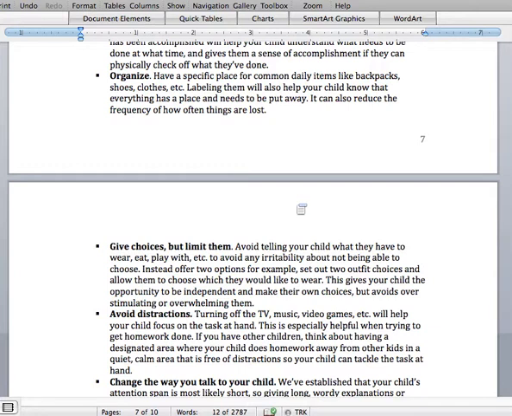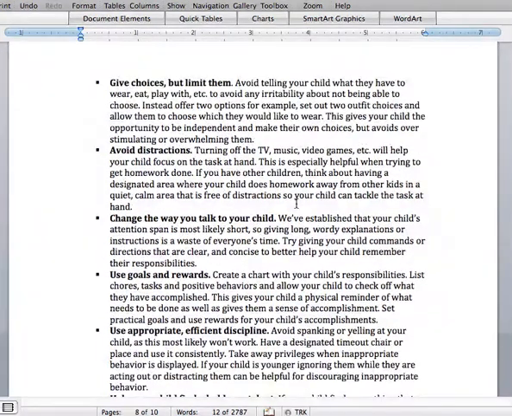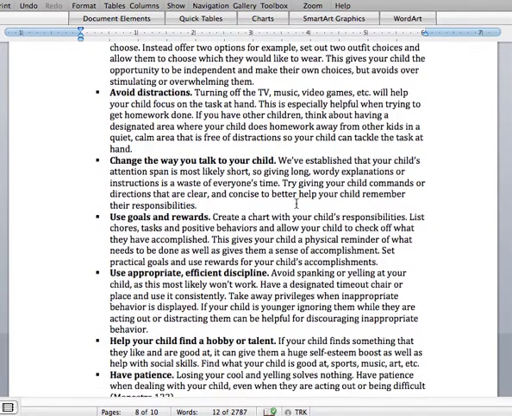Having things very organized, with common daily items like backpacks and shoes in very specific places with labels, will help your child get things put away and hopefully decrease how often things are lost. Give choices but limit them. Give two choices about what to wear and let them make the decision, and it also doesn't overwhelm them. Avoid distractions, obviously. Turn off the TV, and have homework done in another room away from other children.